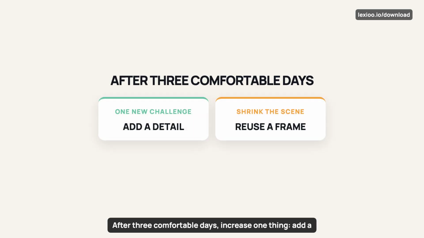After 3 comfortable days, increase one thing. Add a detail, change a condition, or speak to a real person. If you keep freezing, shrink the scene and reuse stronger sentence frames. Difficulty should follow successful retrieval, not punish you for being a learner.